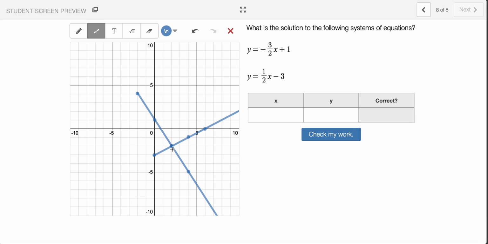And now I can clearly see where those two lines cross. From 0, my origin, I went over to the right 1, 2. So that's going to be a +2. And then I went down 1, 2. So is that going to be +2 or -2? -2 because I went down.